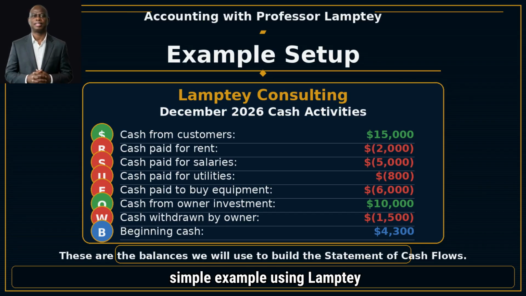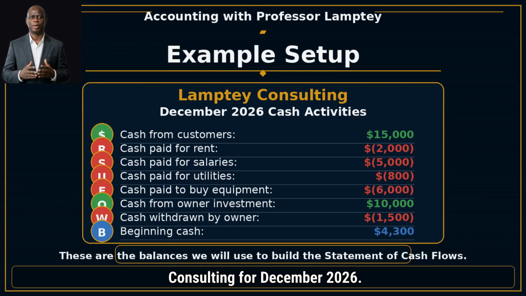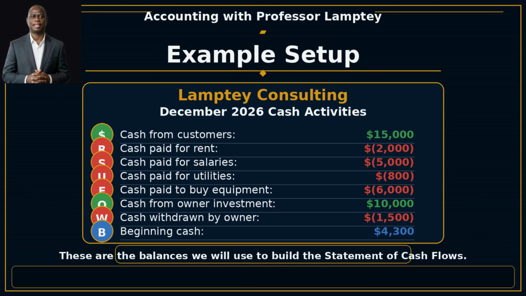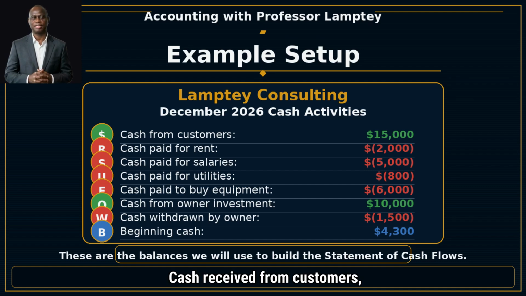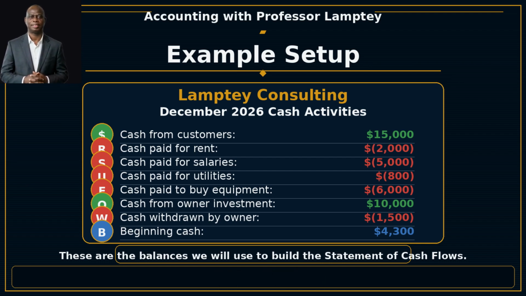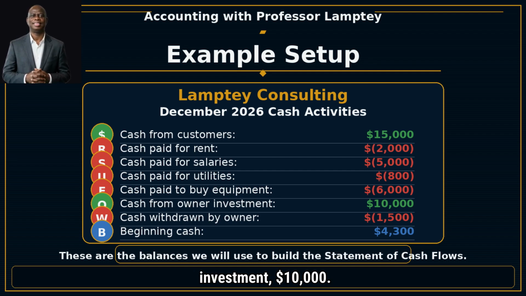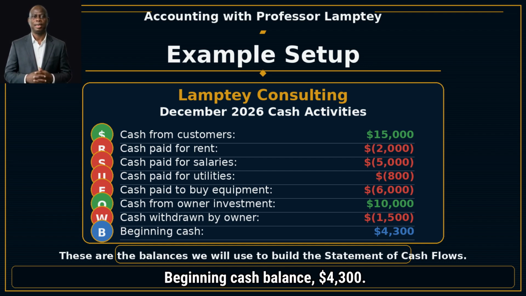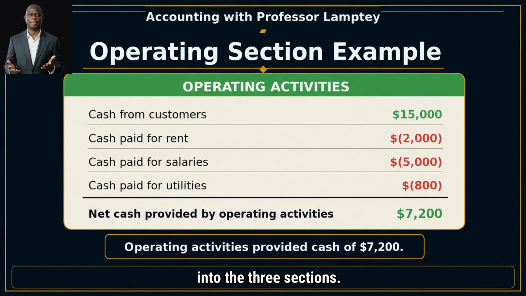Now let's build a simple example using Lamptey Consulting for December 2026. Assume the business had the following cash activities. Cash received from customers, $15,000. Cash paid for rent, $2,000. Cash paid for salaries, $5,000. Cash paid for utilities, $800. Cash paid to buy equipment, $6,000. Cash received from owner investment, $10,000. Cash withdrawn by owner, $1,500. Beginning cash balance, $4,300.